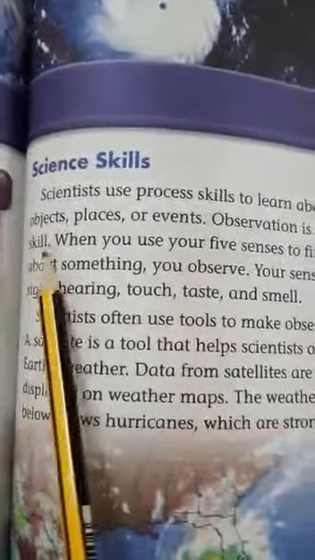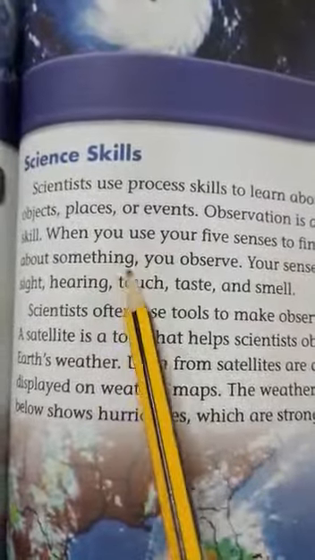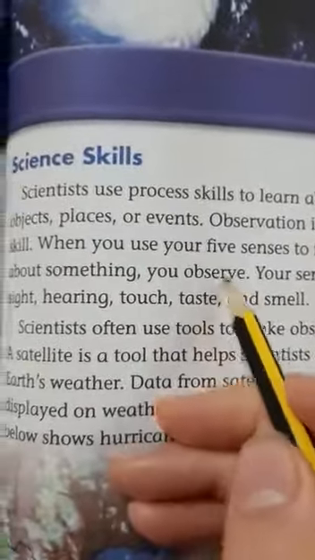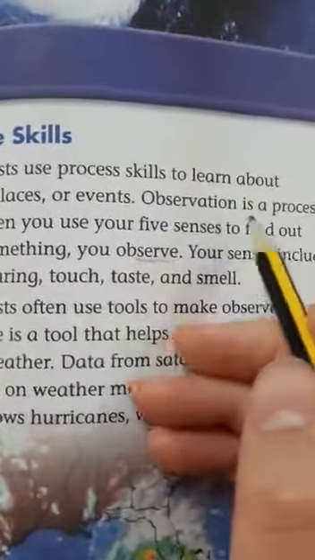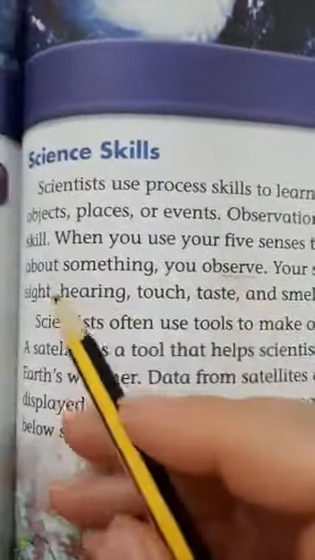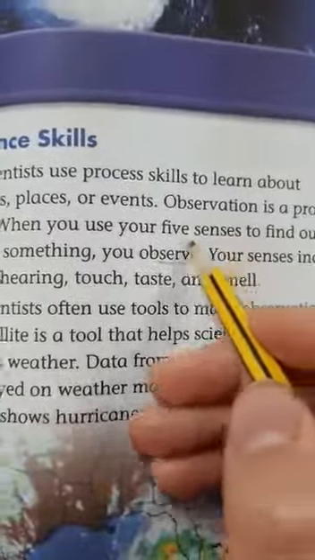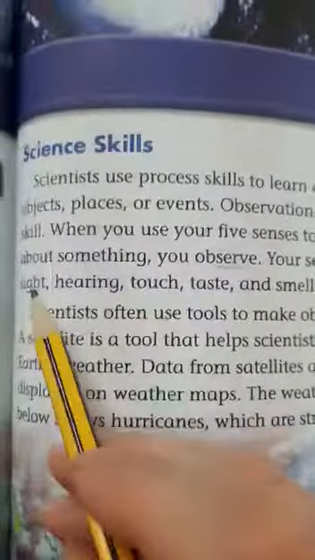Now, observation is a process skill. Observation is one way of using skills. When you use your 5 senses to find out about something, what you are going to do is observe. So to observe, this verb or observation, is to use what? Your 5 senses. What do we mean by 5 senses?